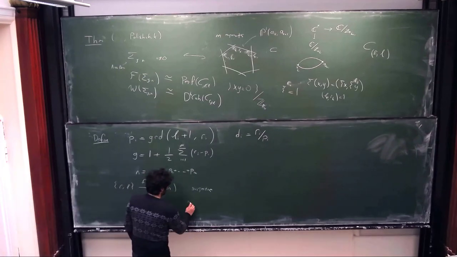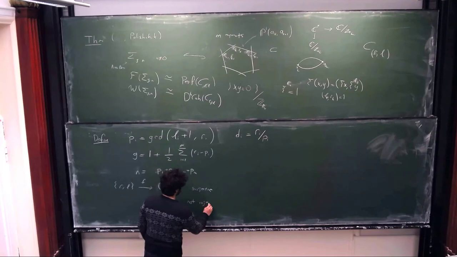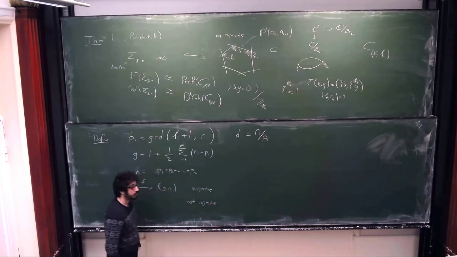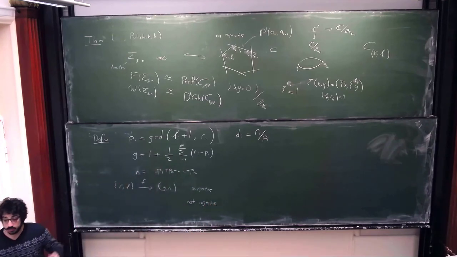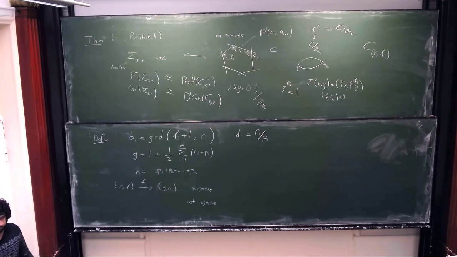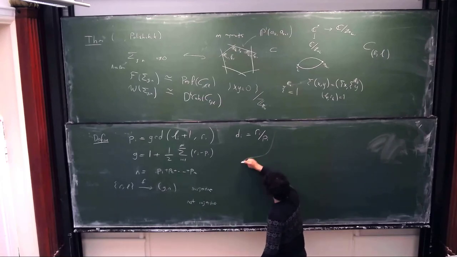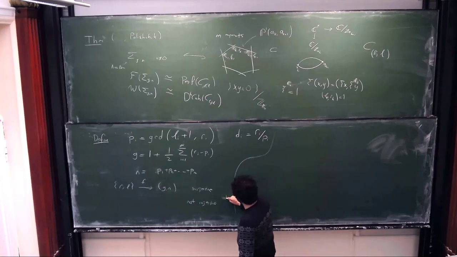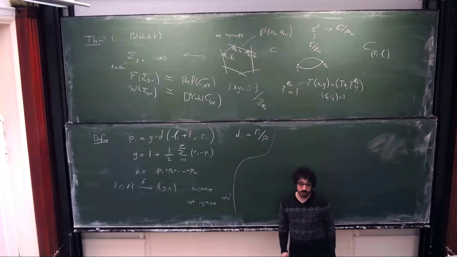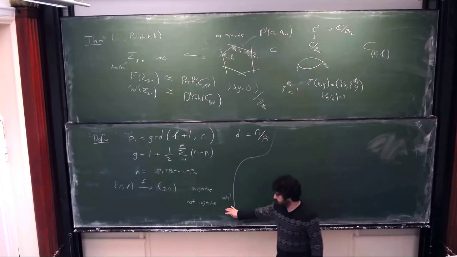And it's not injective. So in other words, for any genus g with n punctures, there are many mirrors. Okay, so there's multiple curves that give the same surface. So and I'll try to explain why. Okay, so this is kind of part of the talk. I want to explain this.